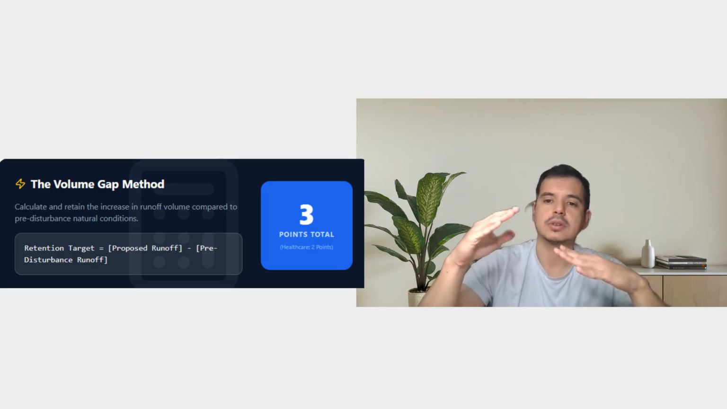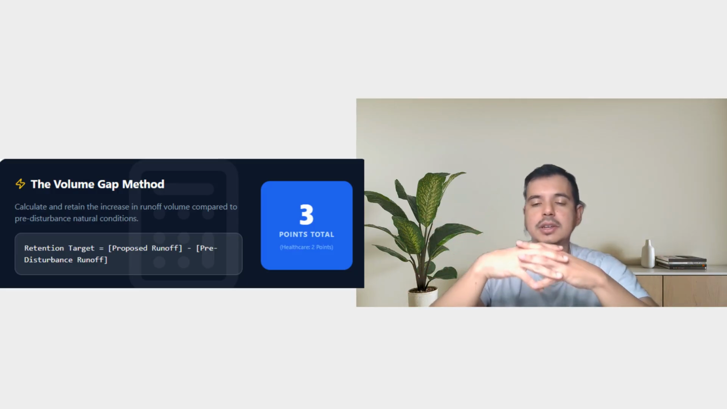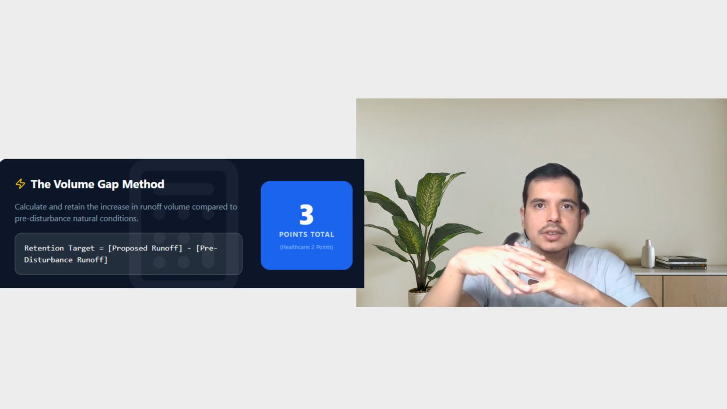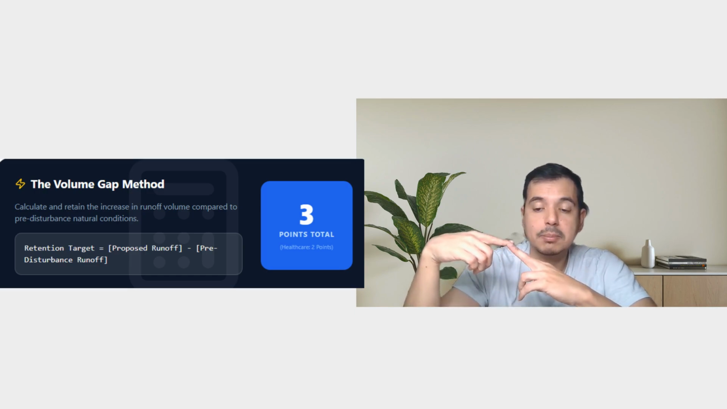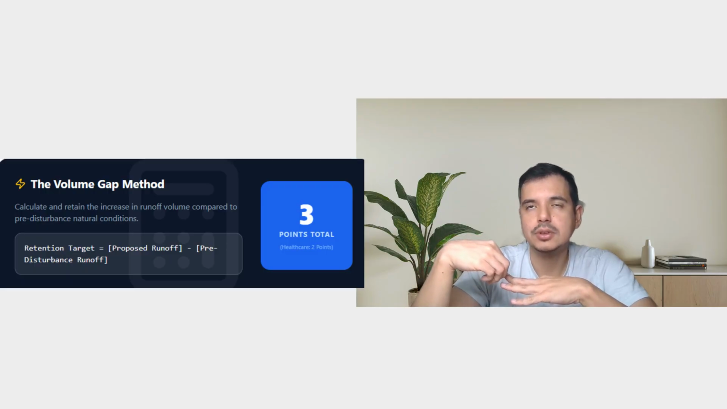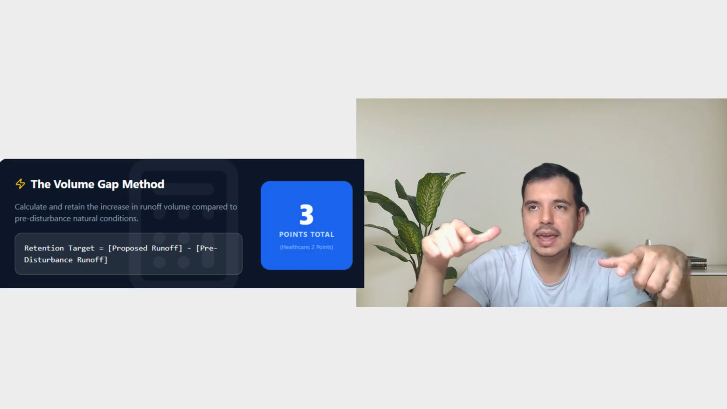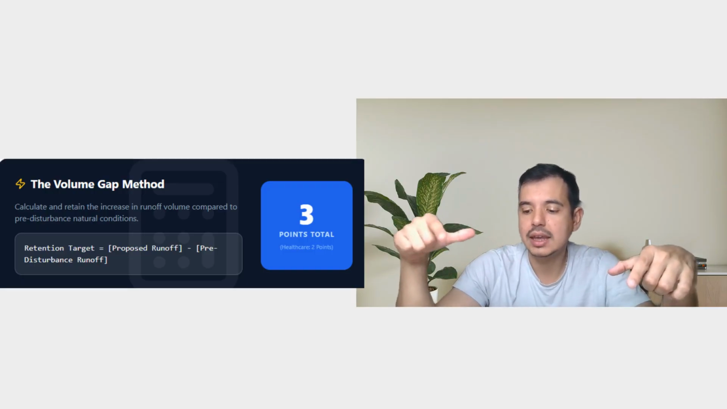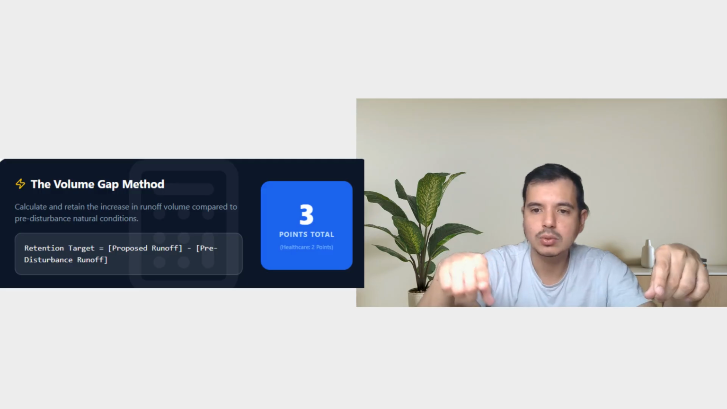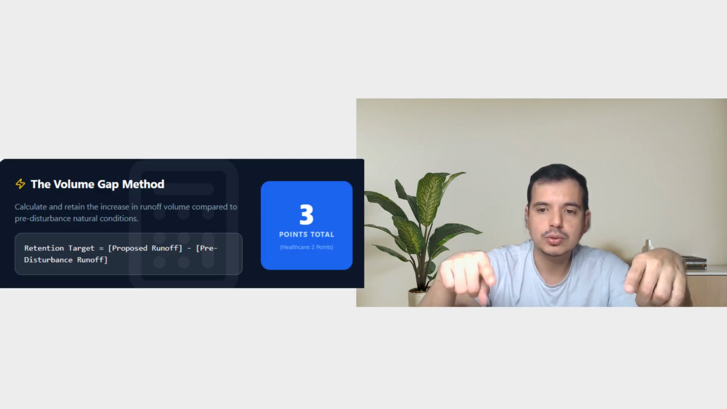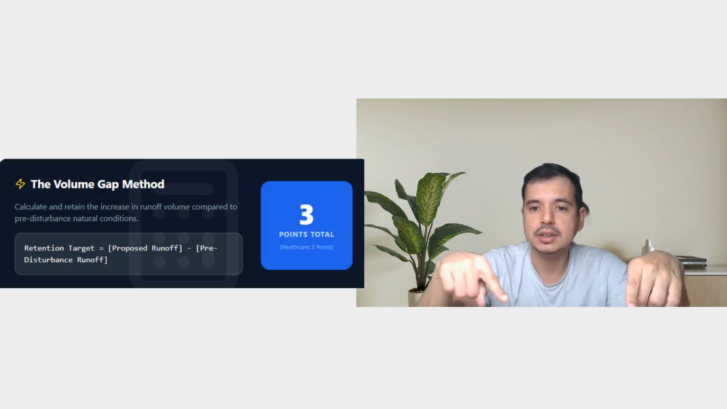Proposed runoff is after my building is created, let's say the roof or the pavement or parking spot can't absorb the water. So those areas where I can't absorb the water or I can't reuse the water, that will be my proposed runoff, and that difference will be my retention target.